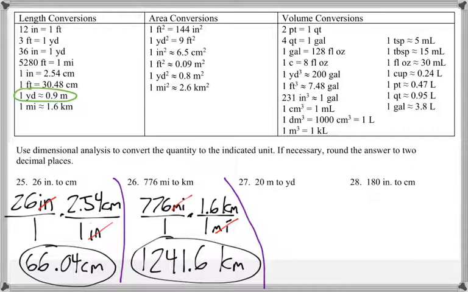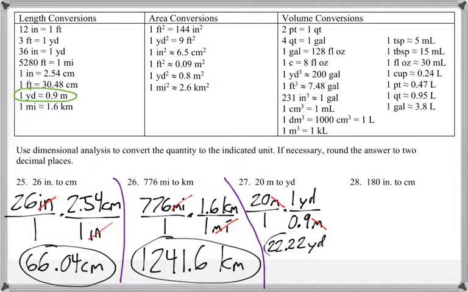So this will be 20 meters over 1, and I'm multiplying by 1 yard over 0.9 meters. So again, I want the meters to cancel out, and 20 times 1 divided by 0.9, and rounding that to 2 decimal places is 22.22 yards.